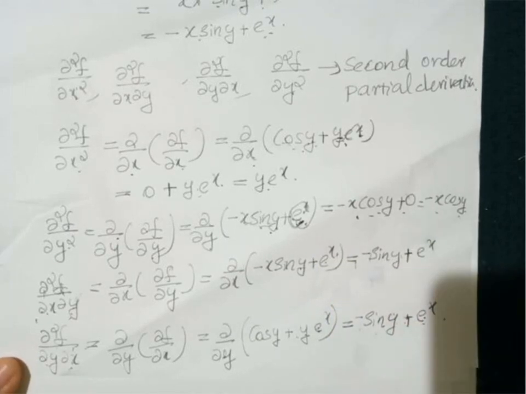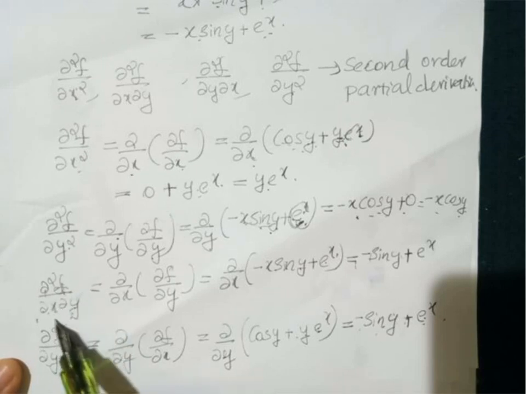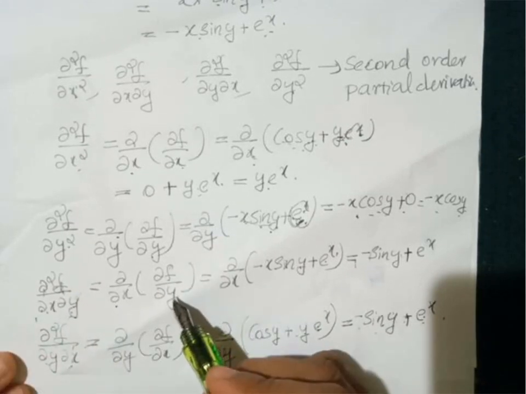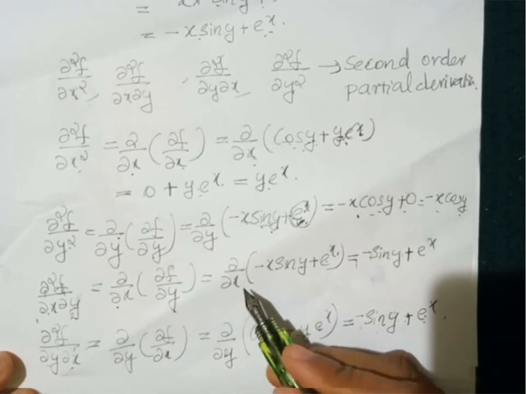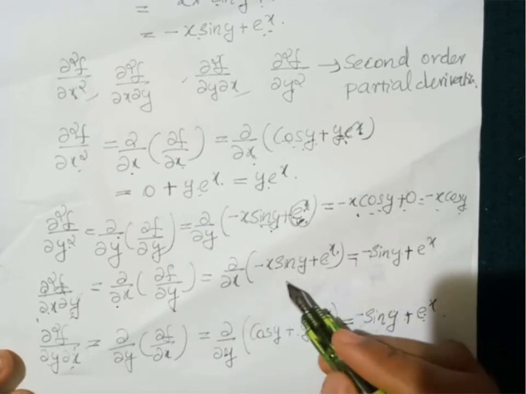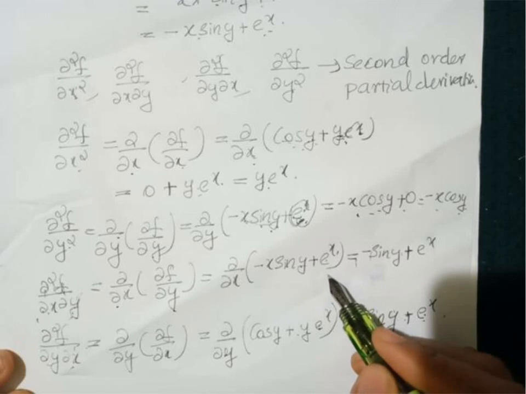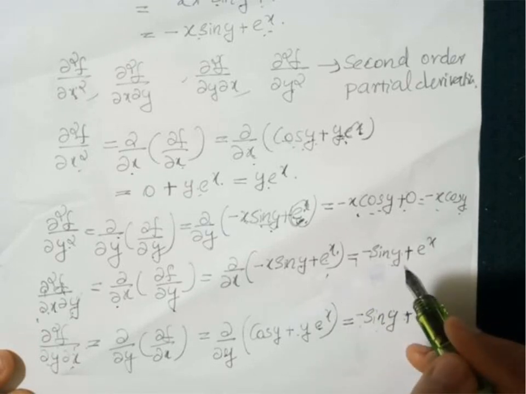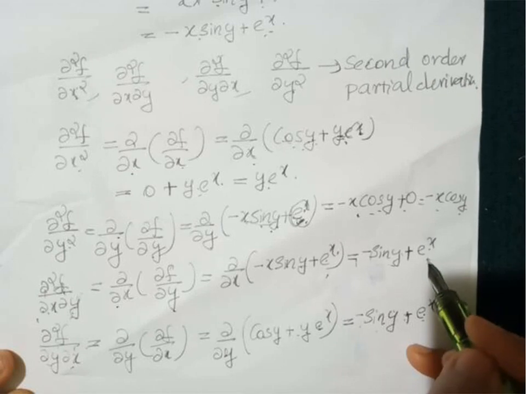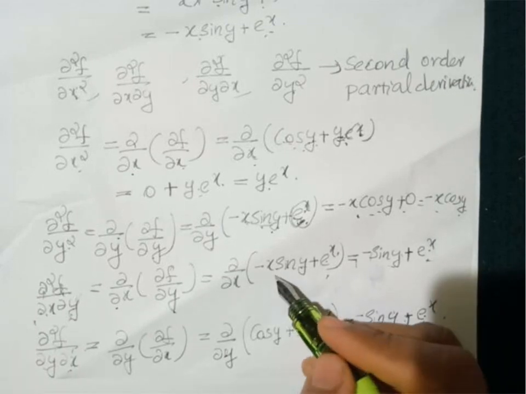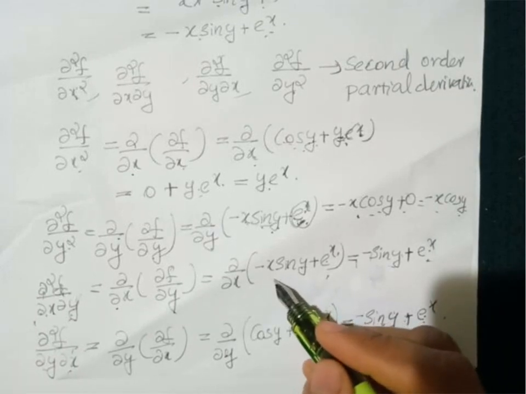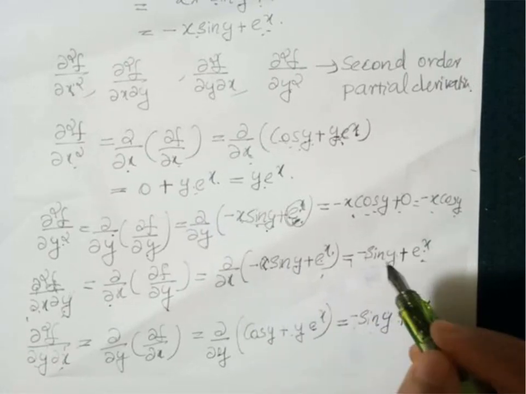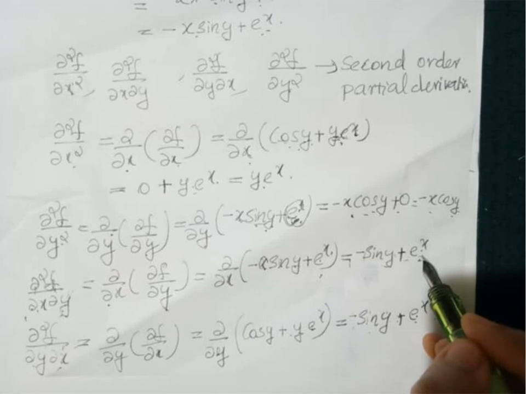Again ∂²f/∂x∂y. That is ∂/∂x of ∂f/∂y, that is ∂/∂x of (−x sin y + eˣ). That is −sin y + eˣ. Here, when we are differentiating with respect to x, the derivative of x equals 1. So this is −sin y + eˣ.